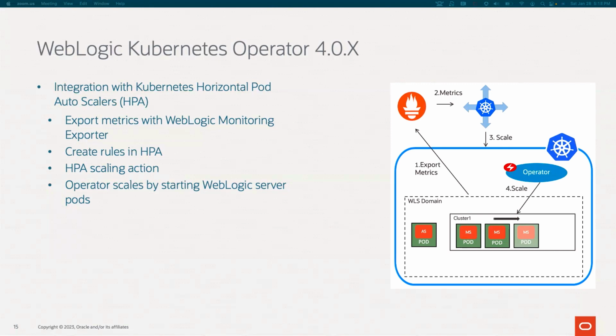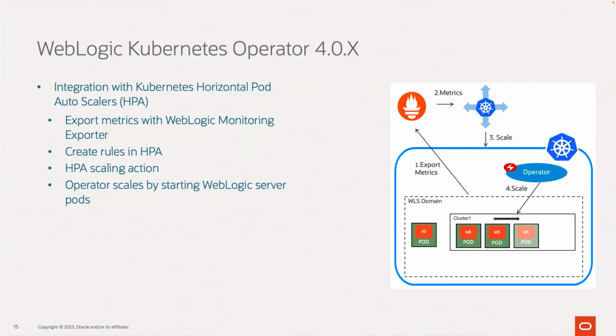Today I will be showing a new capability of the WebLogic Kubernetes Operator 4.0. This enhancement is the integration with Kubernetes Horizontal Pod Autoscalers. In my demo, the WebLogic Monitoring Exporter is exporting WebLogic runtime metrics to Prometheus. The Prometheus adapter sends those metrics to HPA.